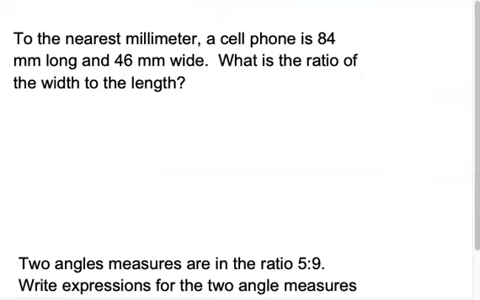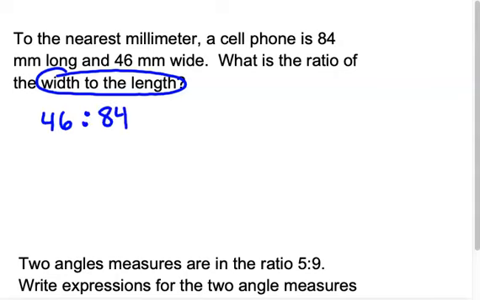Okay, a couple of review questions to finish off. So to the nearest millimeter, a cell phone is 84 millimeters long and 46 millimeters wide. What is the ratio of the width to the length? So they're telling you the order that you're supposed to go with. The width was 46, and the length was 84, and the units are the same, so that was something we had to worry about yesterday, but the units are the same. So what we need to do is just make sure that this is simplified. It's definitely not simplified because we have even numbers here. So we could figure out what we could divide them both by.